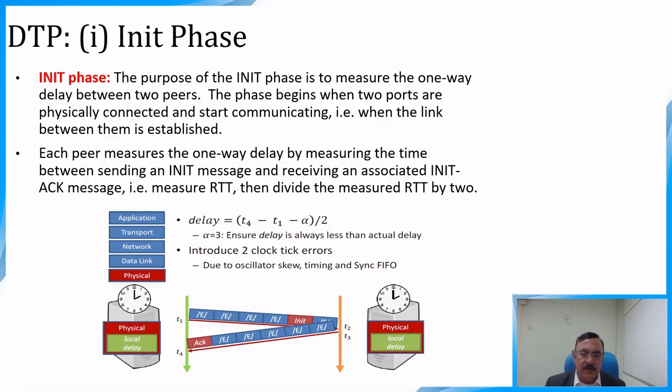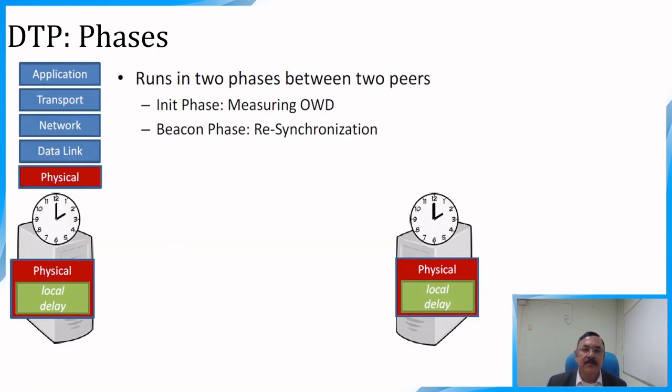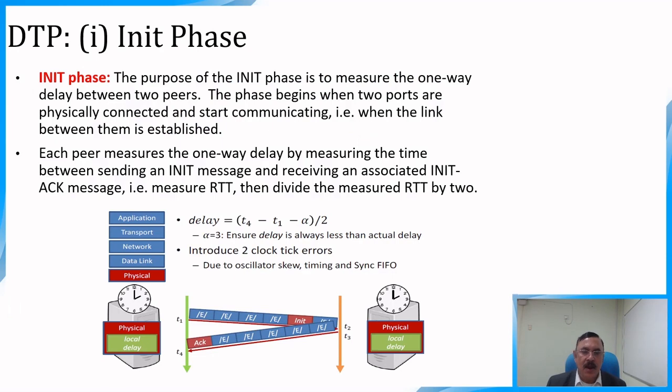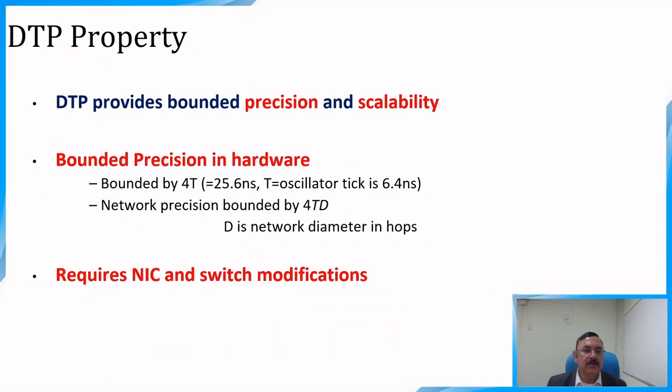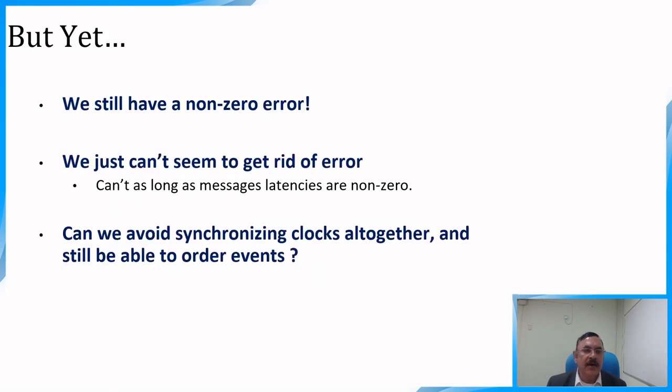Here you can see that it runs in two phases between two peers. The initial phase is measuring this particular time, and then it will perform the resynchronization and so on. This particular diagram shows the physical layer of the switches. The data center time protocol has the property that it provides bounded precision and scalability in hardware, and is bounded by 4T, and this is all being calibrated, but still it has a non-zero error.